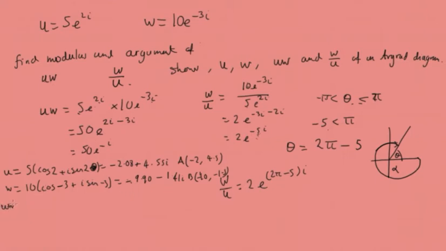So uw is going to be 50 cos minus 1 plus i sine minus 1, which comes out at 27 minus 42.1i. So C is going to be 27, minus 42.